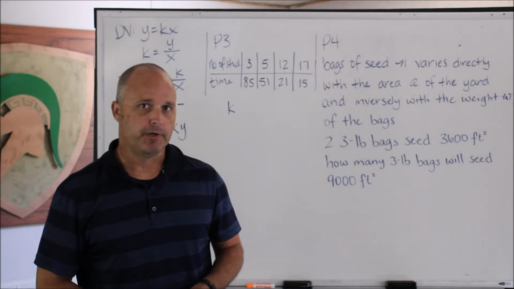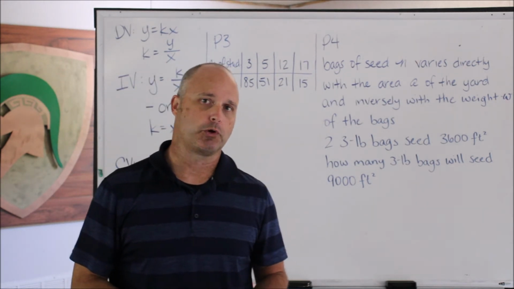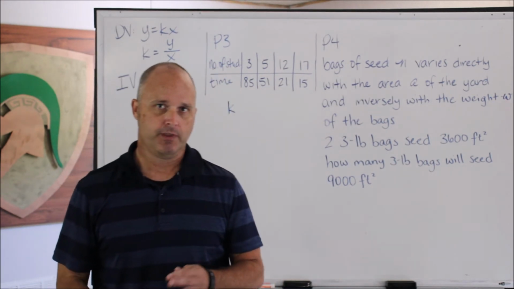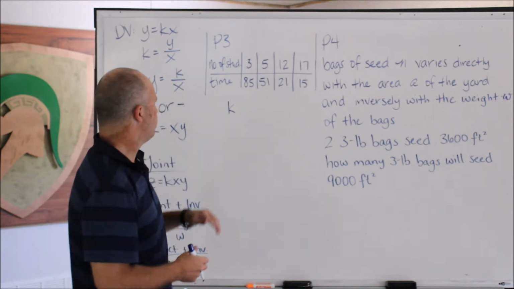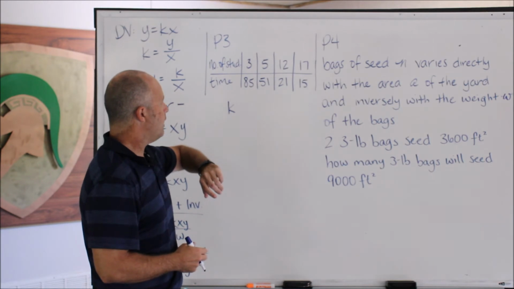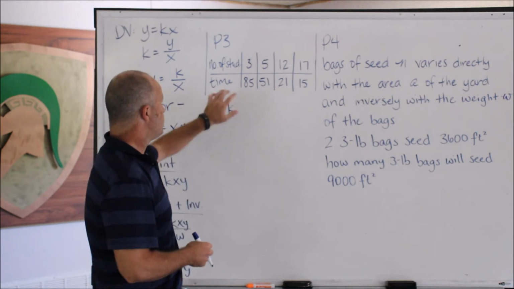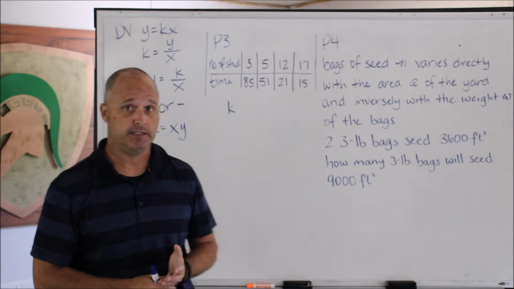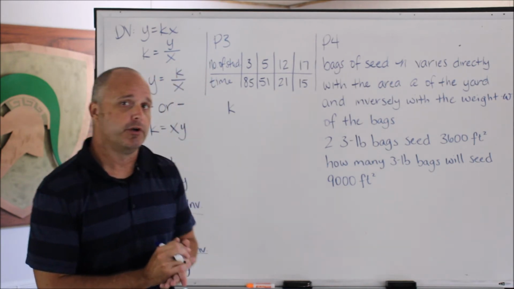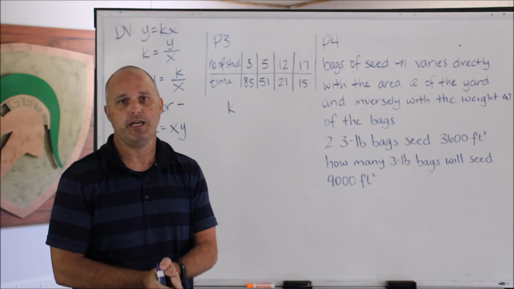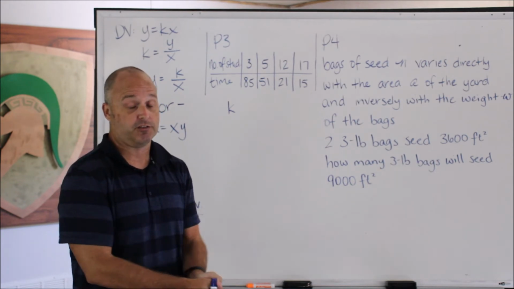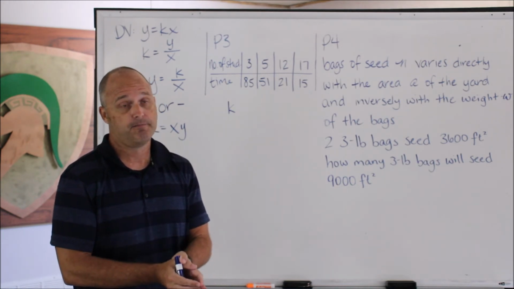Okay, in problem number 3, we're going to take a look at a situation where we're going to model inverse variation. What we're given is this table that tells us the number of students working on a cleanup project and the time it takes them to complete it. We want to figure out how many students we're going to need if we want this cleanup project to take 30 minutes.